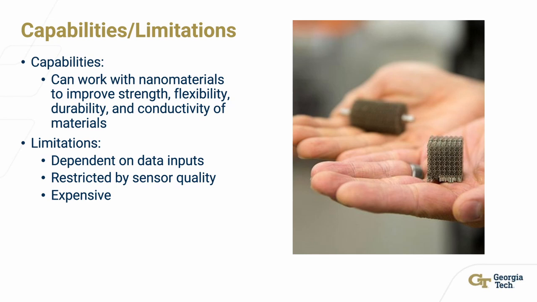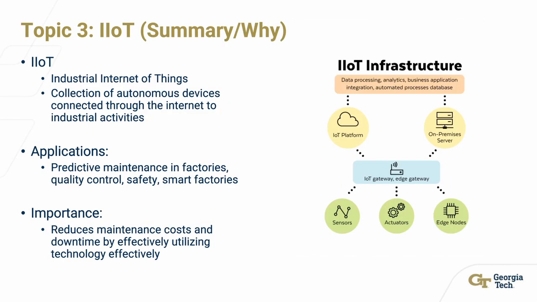Capabilities: it can work with nanomaterials, something that really as a species we weren't really able to do very much of before. It improves strength, flexibility, durability, and conductivity of materials. Limitations: you are dependent on your data inputs, so your sensor qualities, your machine quality, and it can be expensive. As with any very new technology, that expense will come down over time, but at the moment it is still a fairly expensive and new area of technology.